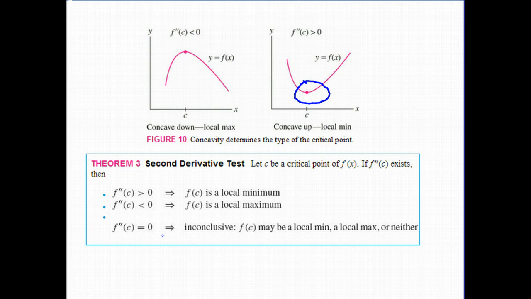We've got to go to other tests, so looking at the change in sign of either the f prime or looking at the graph. This is a quick and easy test to check, and it'll work most of the time, but doesn't work all the time. So if you get f double prime of a value equal to 0, then you've got to use another method.